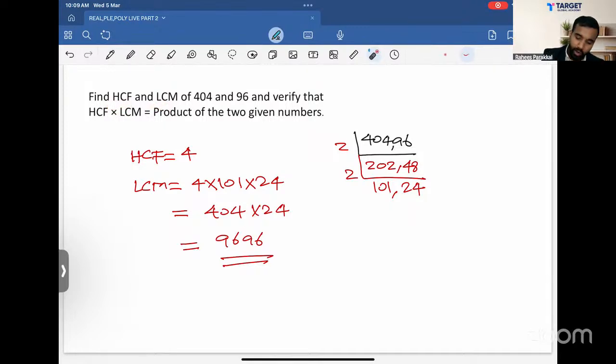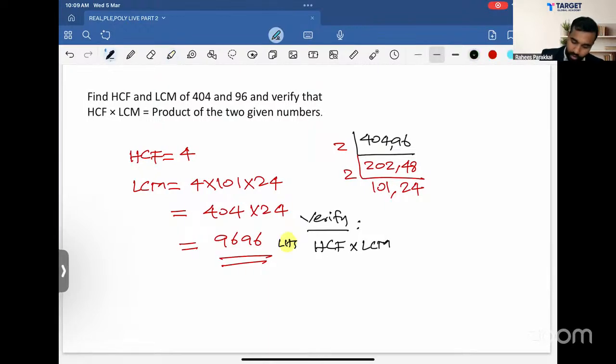Now what next? Now I have to verify this. I have to verify that HCF into LCM is equal to the product of the two given numbers. So the next step is verification. I'm going to verify the same. So it is HCF and LCM, that is my LHS. So it would be HCF 4 into LCM 9696.